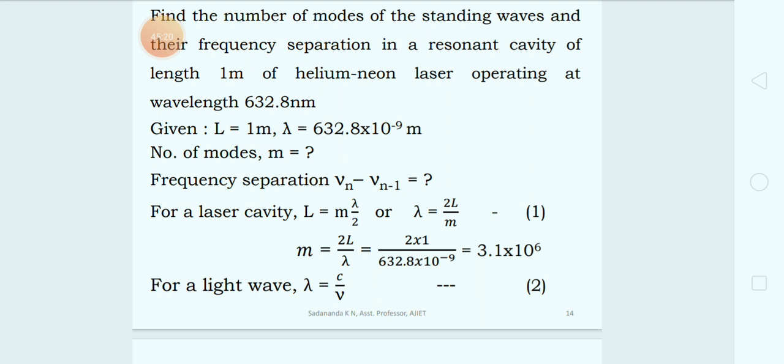Since L is equal to 1 meter and lambda is known, straight away you can substitute and the modes can be evaluated. It is 3.1 × 10^6. This many modes are formed inside the laser cavity. And the second part is the frequency separation. For a light wave, lambda equal to c by nu.